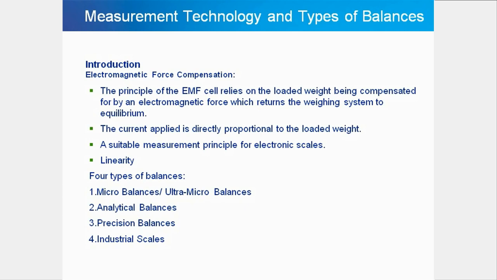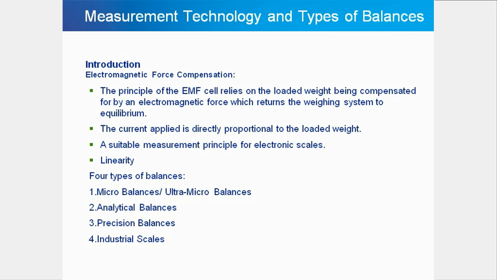The principle of the EMF cell relies on the loaded weight being compensated for by an electromagnetic force which returns the weighing system to equilibrium. The current applied is directly proportional to the loaded weight. The electromagnetic force compensation is a suitable measurement principle for electronic scales. It provides the highest performance.